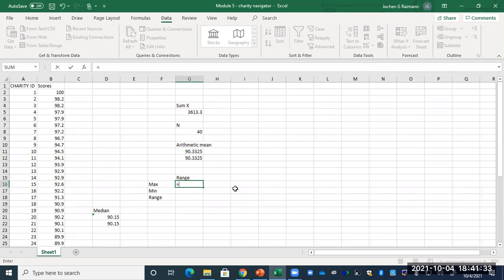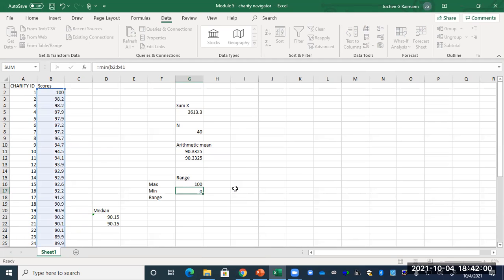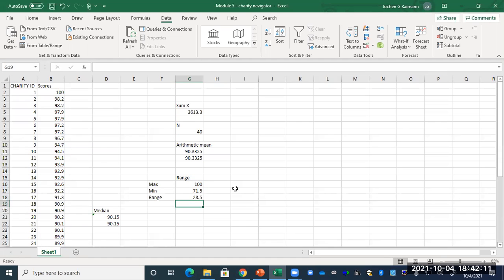So the max is characterized by equal sign MAX, B2. So now it's B2, it's not A2 anymore. B2 to B41. So our max is 100, right? Which we know because we're seeing B2 right in front of us. So now the min is equal sign MIN, B2 to B41. So 71.5. So now the range is 100 minus 71.5. So the range is 28.5. Easy, right? Not really complicated.